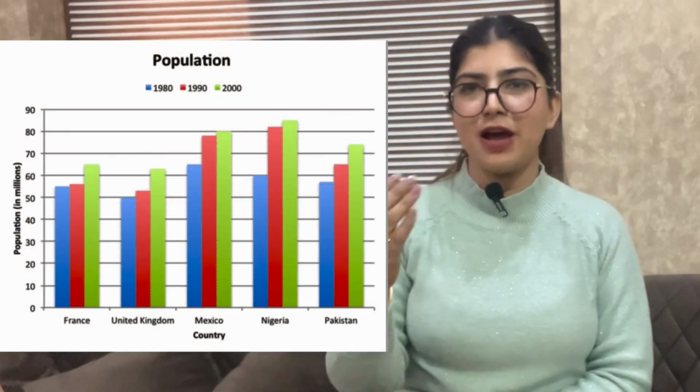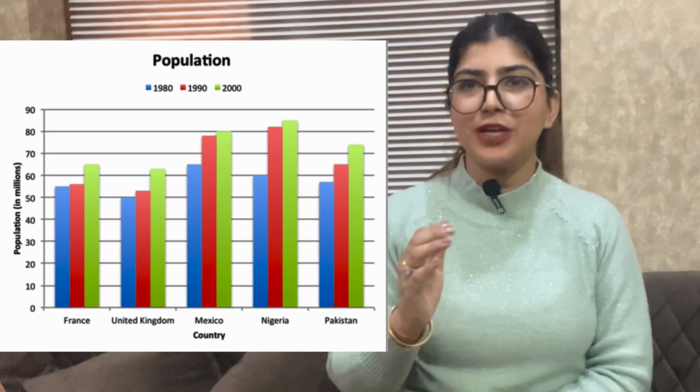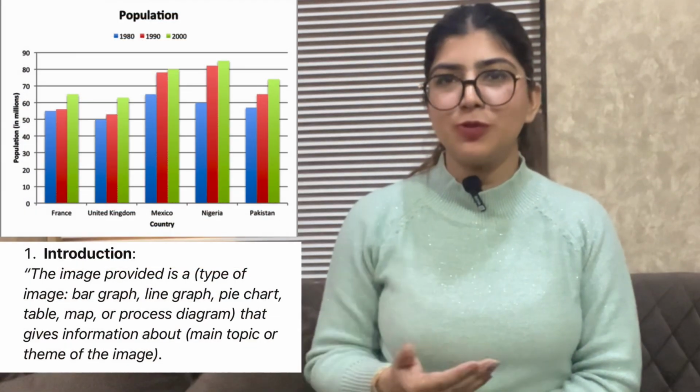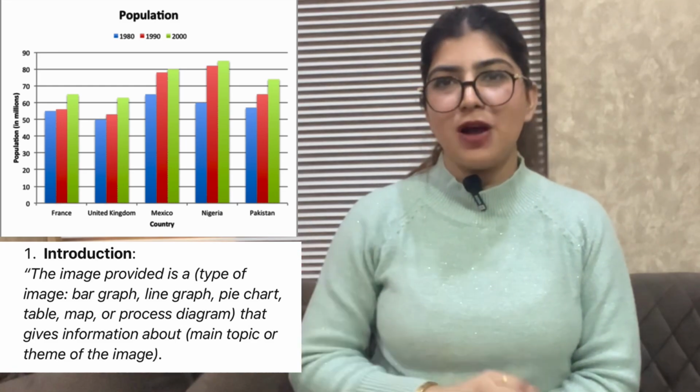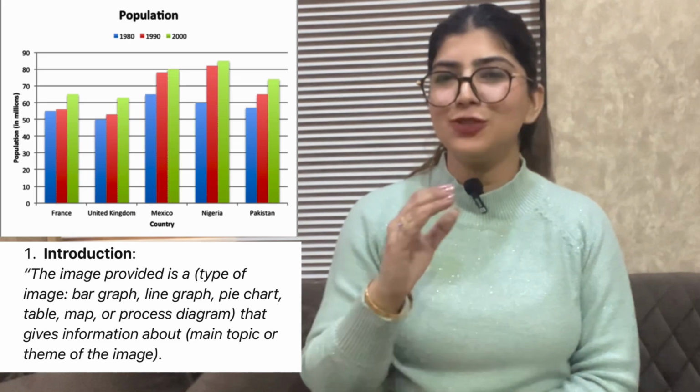Let's look at some examples and practice with bar and line graph. Now let's apply this template to real examples of images. So here is a bar graph. It is showing population data for France, Mexico, Nigeria, and the UK in the years 1980, 1990, and 2000. So my response would be, the image provided is a bar graph that gives information about the population of different countries from 1980 to 2000.